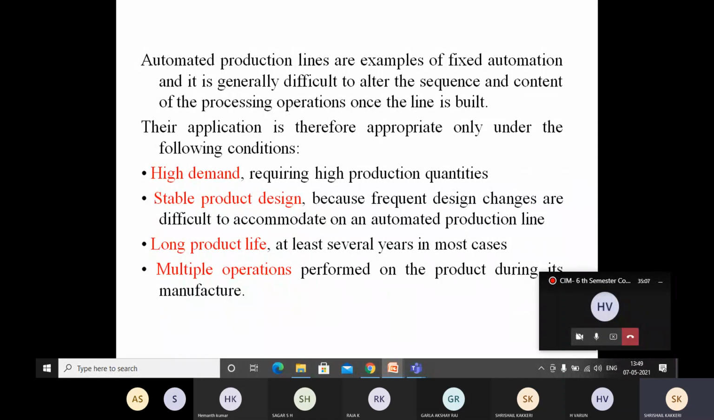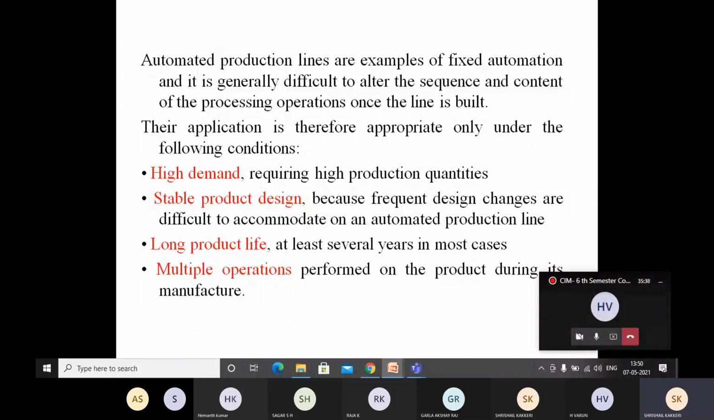And therein we can accommodate the automated production lines and longer product life. At least for several years, I am not going to change the production style. In most of the cases we can provide fixed automation wherever we require multiple operations. Multiple operations means performing the operations on a product where definitely we are not going to make any changes. So that is multiple operations.